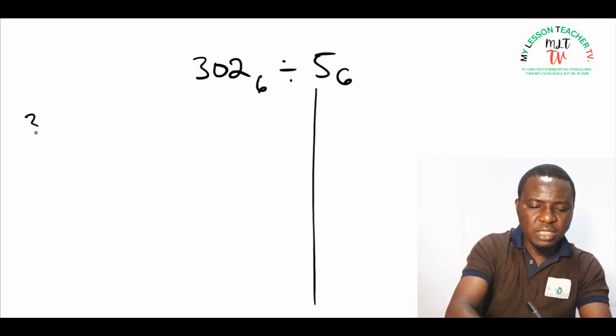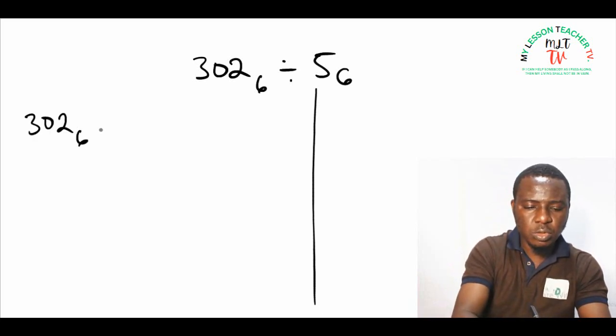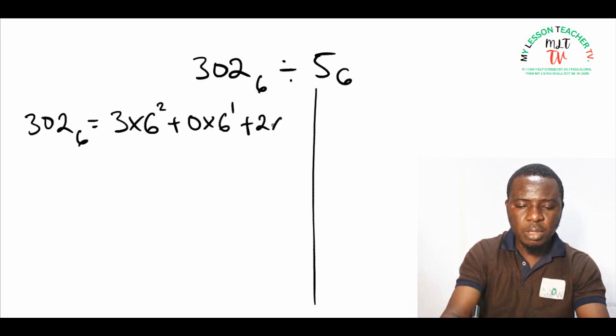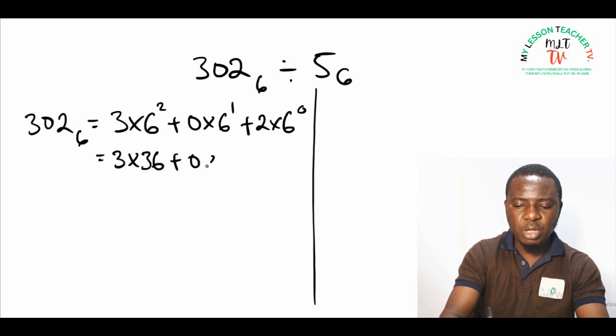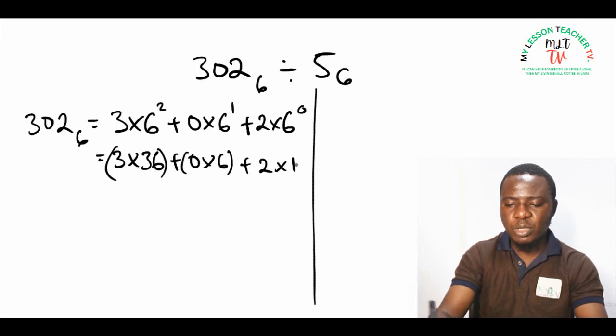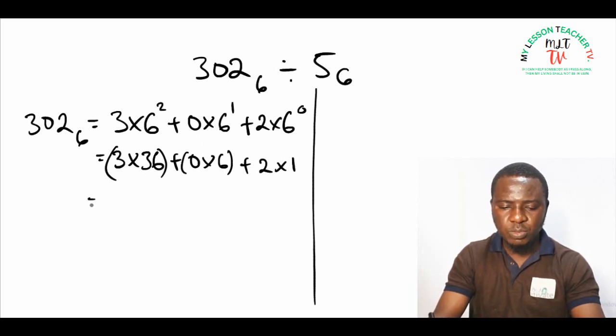So how do we convert 302 base 6 to base 10? Using the expanded method, this becomes 3 times 6 raised to power 2 plus 0 times 6 raised to power 1 plus 2 times 6 raised to power 0. This is equivalent to 3 times 6 squared, which is 36, plus 0 times 6 plus 2 times 1, because 6 raised to power 0 is said to be 1.